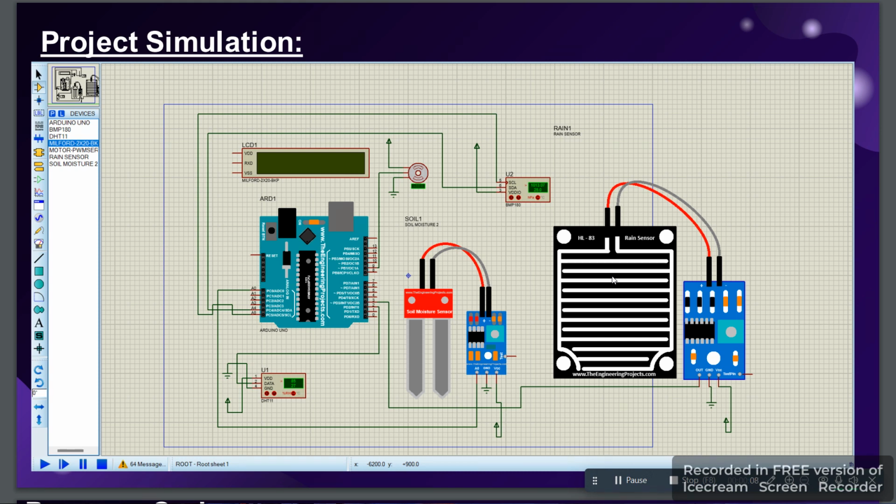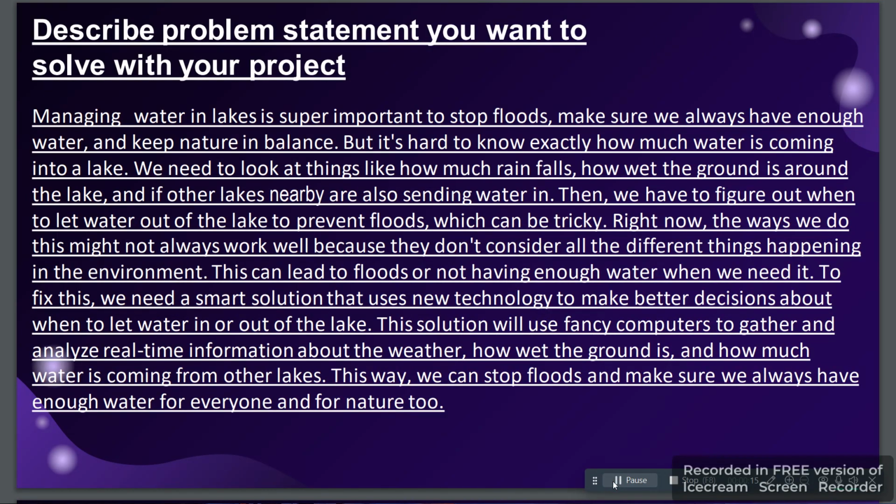Today we are going to work on automated opening and closing of reservoir gate. So let's get started. First of all, we should know why this project is important. As we know, the opening and closing of dams' gates are manually operated in India. It causes a lot of issues like flood or sometimes drought. So here's the smart solution for this problem.